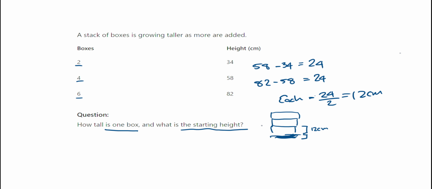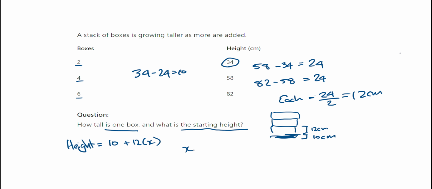So how much is the starting height? If 2 boxes are 24, so if we took those 2 boxes away, 34 minus 24 is 10. So this must be 10 centimetres. It doesn't ask for it, but I'll give it to you anyway. So let's say the height is equal to 10, which is what we started with, plus 12 times x, and let's say x is the number of boxes.